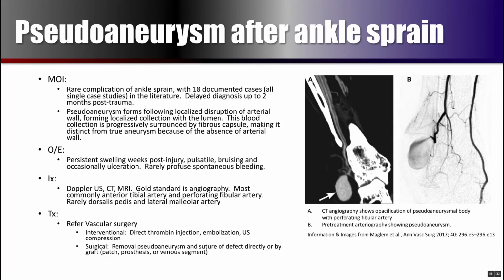Investigations such as Doppler ultrasound, CT, and MRI can help diagnose, but the gold standard is angiography, and there's a couple of images on the right that show this. Again, most commonly it's the anterior tibial artery and perforating fibular artery. Very rarely is it the dorsalis pedis or lateral malleolar artery. Treatment is guided with vascular surgery referral and could involve interventional radiology management or surgical management as described here.